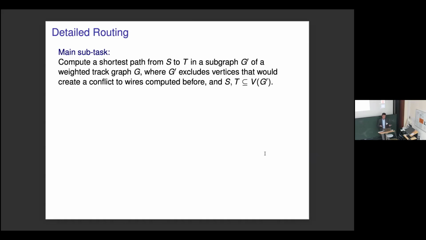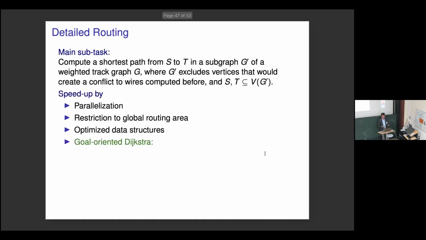We do this sequentially. Of course, we do it in parallel. Many nets are routed in parallel, but essentially one after the other. And of course, we use many speed-up techniques. Parallelization, I mentioned, and we restrict to the global routing area. That restricts the graph a lot, of course. We use highly optimized data structures. I will not get into it. And of course, we use the goal-oriented Dijkstra technique that is well known.